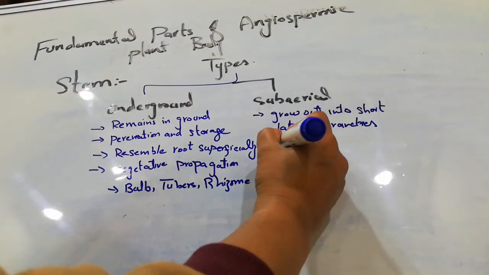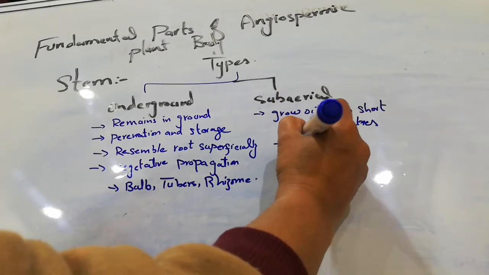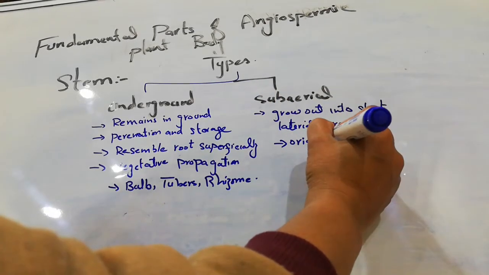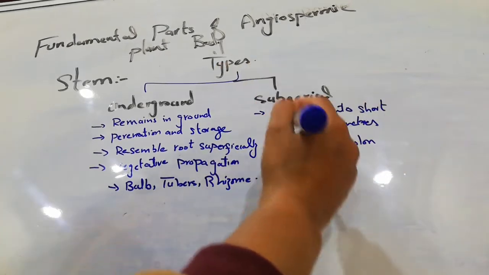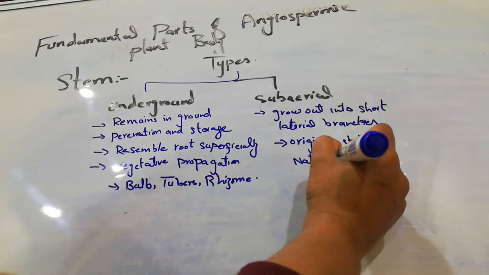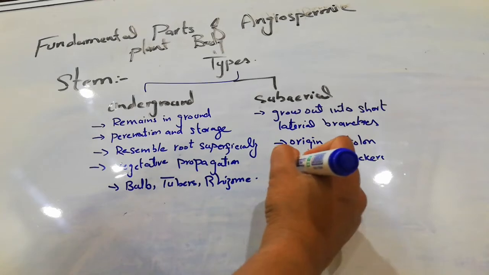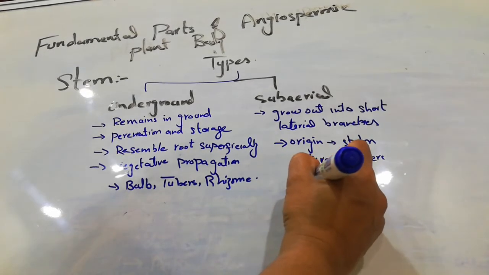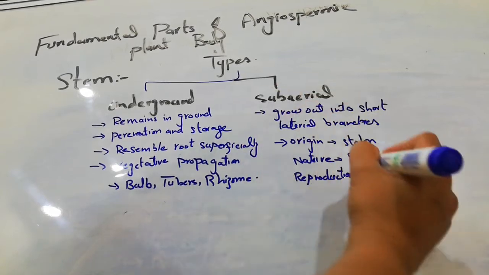On the basis of origin, the example is the stolon. On the basis of nature, they are named as sucker. And on the basis of reproduction, subaerial stems include the pistillate.